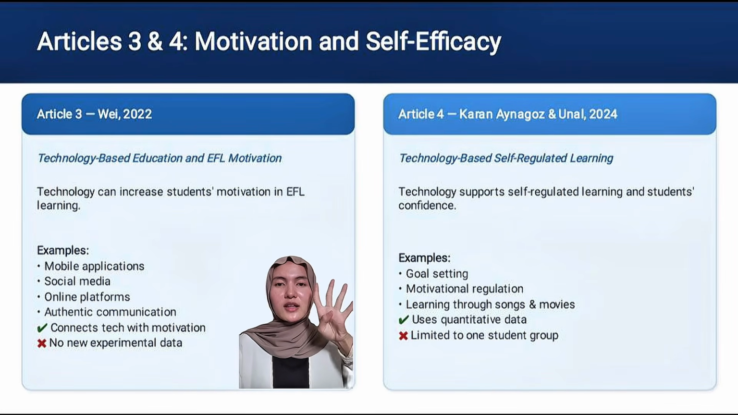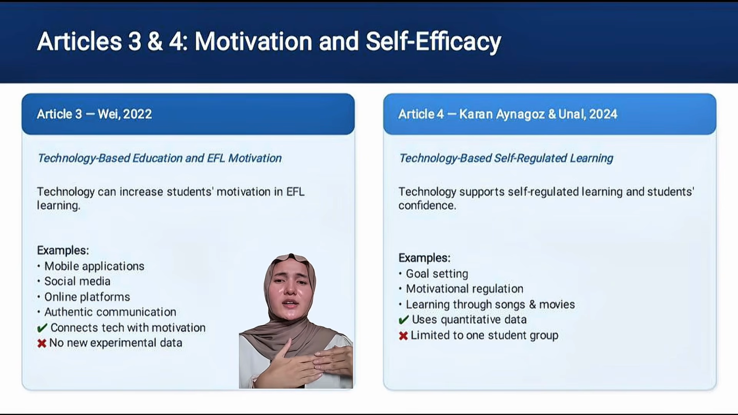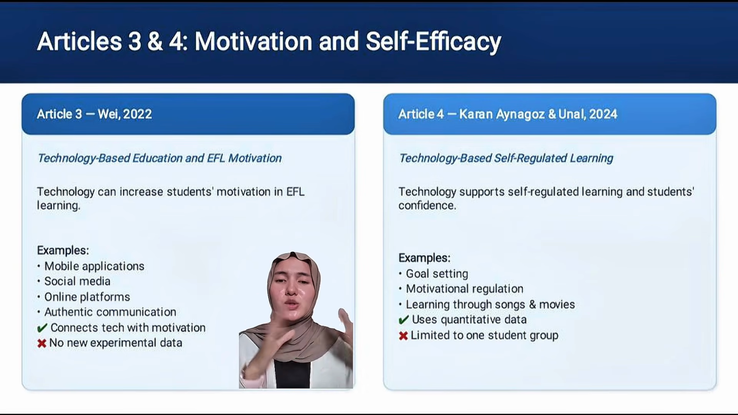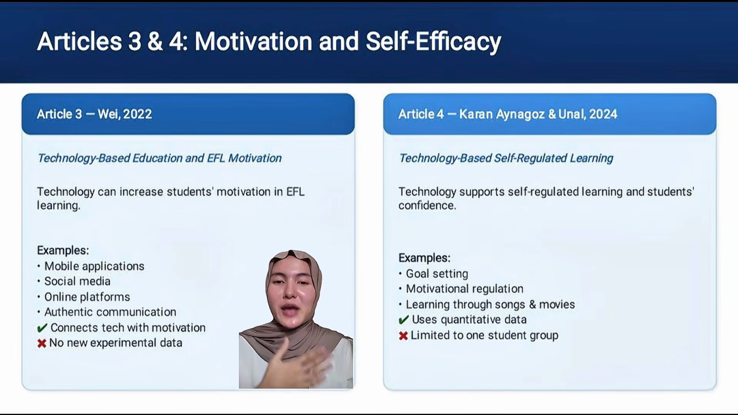And the fourth article is by Karen Ainagos and Yuna, published in 2024. This article discusses technology-based self-regulated learning and English self-efficacy. Self-regulated learning means students' ability to manage their own learning process, while self-efficacy means students' confidence in their ability.